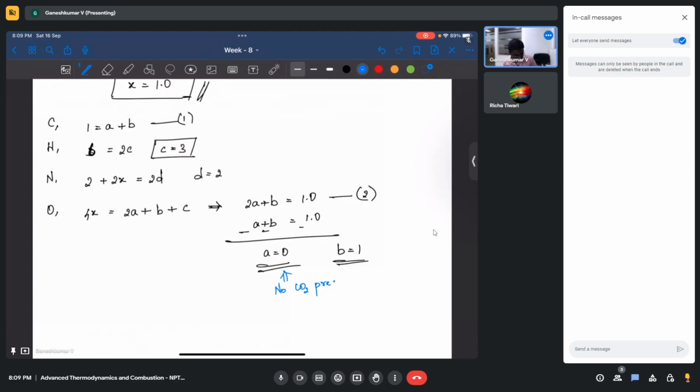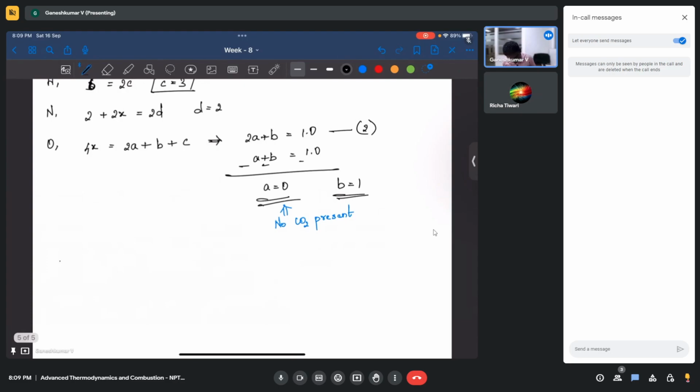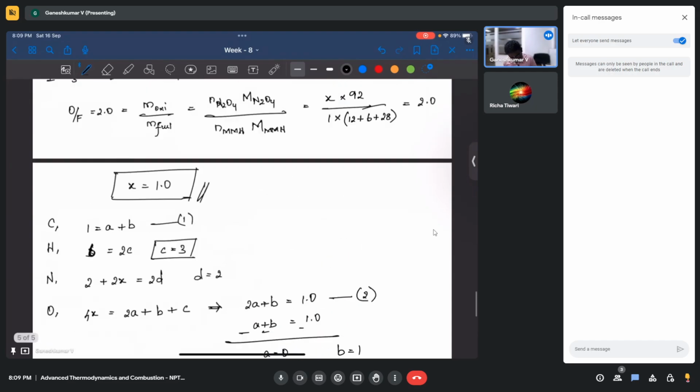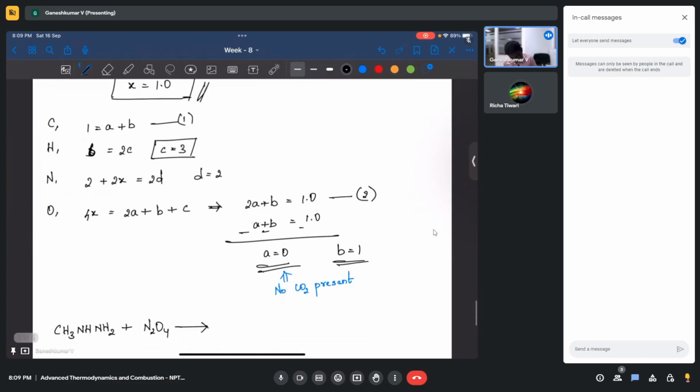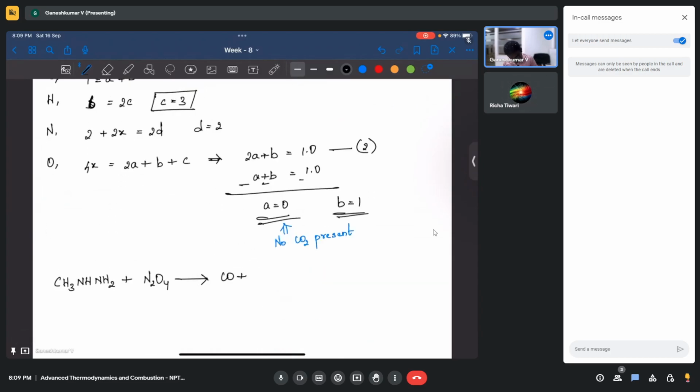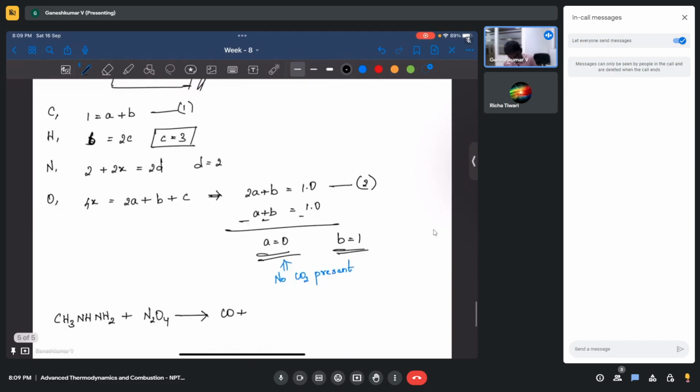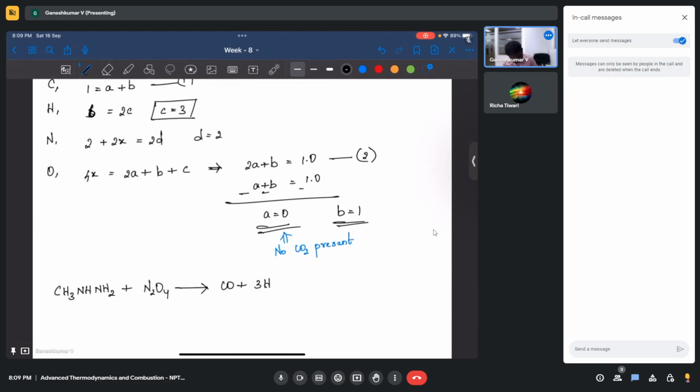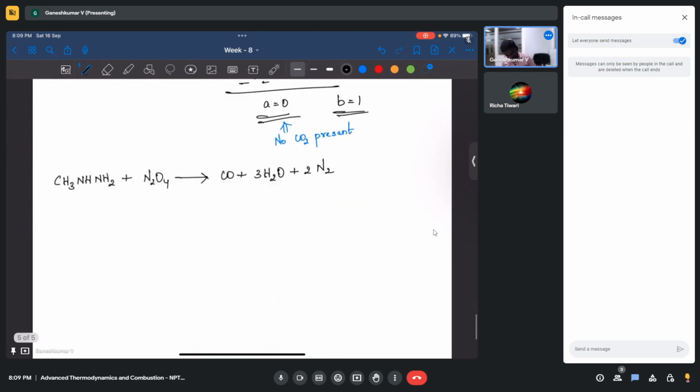But it is an assumption. In a real system there will always be CO2. We write it down, CH3NH NH2 reacting. How much CO? CO is b. b is 1, so CO plus H2O is c, so 3 times H2O, plus N2. This is actually your balanced reaction.